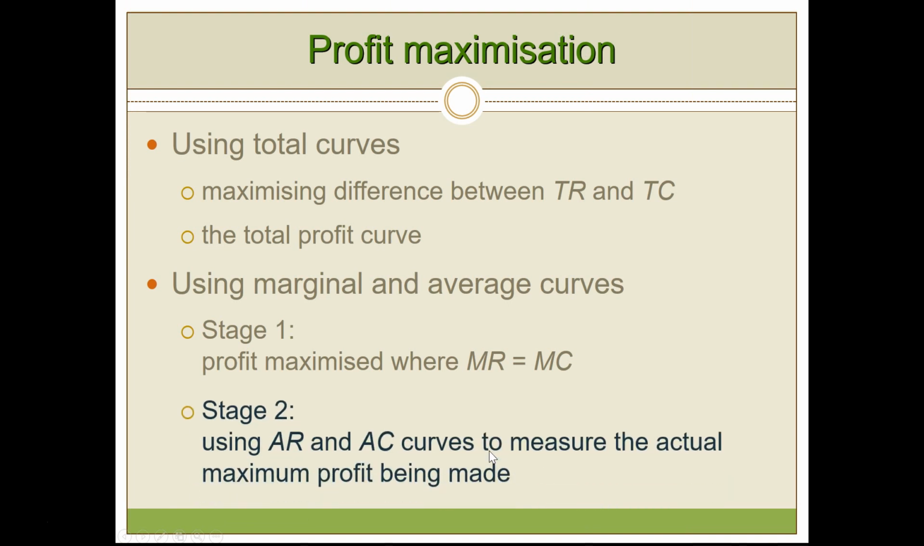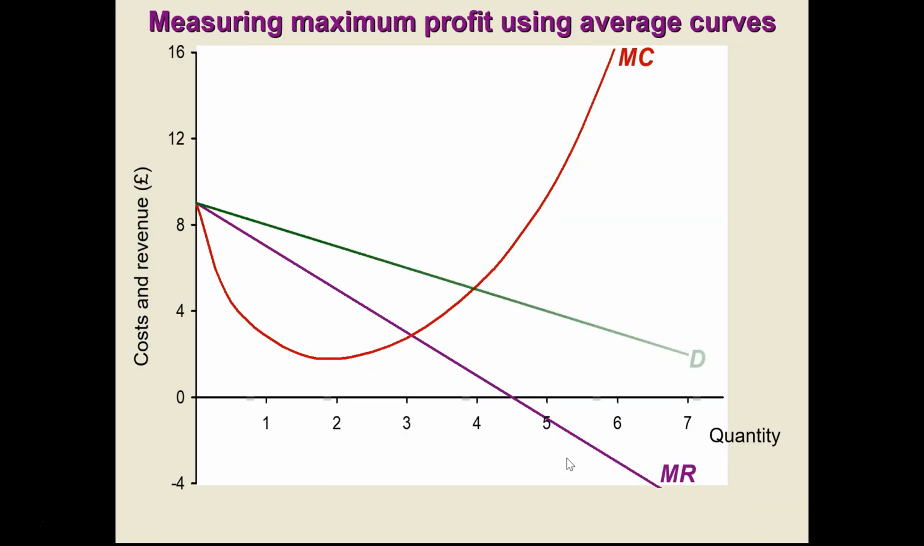Next, the second stage. After we've discovered how much we need to produce, let's work out what specific profit we will be able to make. And to do this, we will use average revenue and average cost curves. So let's add an additional curve, which is our demand curve. The demand curve is simply average revenue, or the price which we can get by selling different numbers of units. Demand simply shows the relationship between quantity and price which consumers are prepared to pay for different amounts of output.